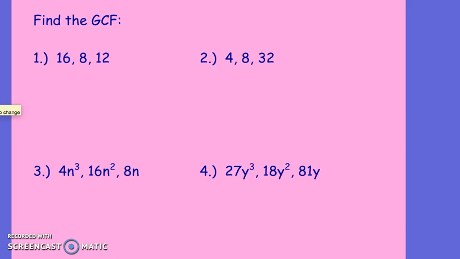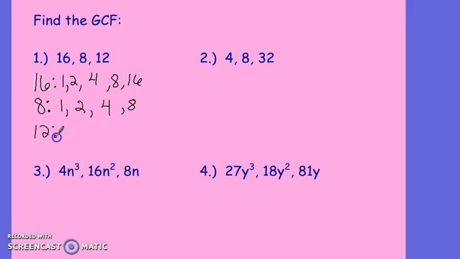All right, so for number 1, you should have written down that the factors of 16 are 1 and 16, 2 and 8, 4 and 4, so you only have to write 4 once. Of 8, they are 1 and 8, 2 and 4. For 12, you have 1 and 12, 2 and 6, 3 and 4. So on all 3 lists, the biggest number is 4. So your GCF equals 4.